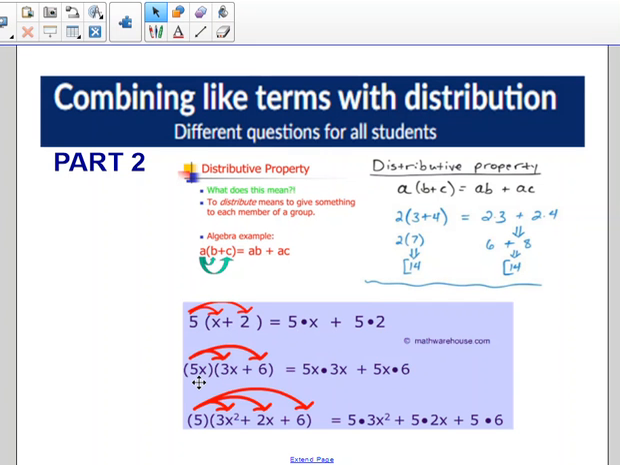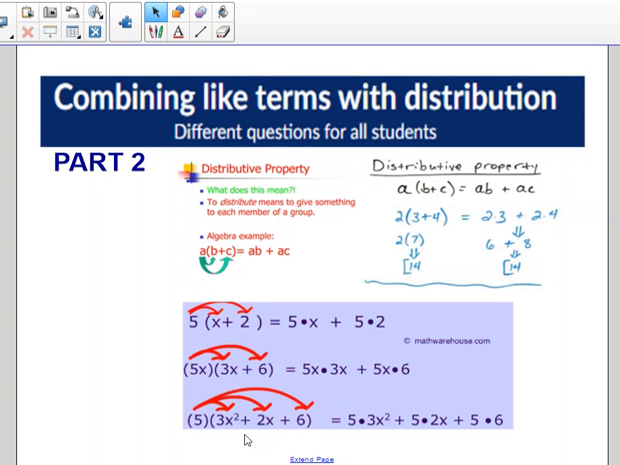Now, sometimes you have a value like this, where maybe this term out here is 5x. And then you have here 3x plus 6. Well, if I distribute this, 5x times 3x, that would be multiplied. But then I also multiply the 5x with the 6. Okay, and I can work from there as well.